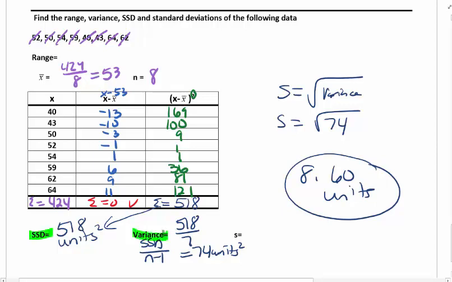Variance and sum of square deviations is when we have already squared the units, so it's units squared. When I'm dealing with standard deviation, I've taken the square root as my last step, so it is units singular. Double check your rounding.